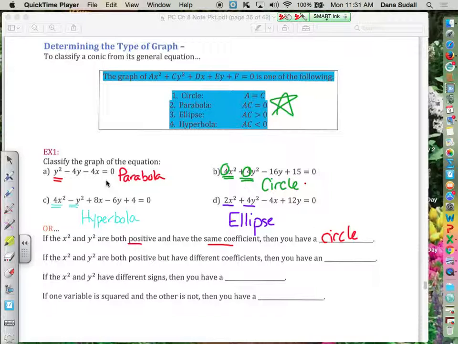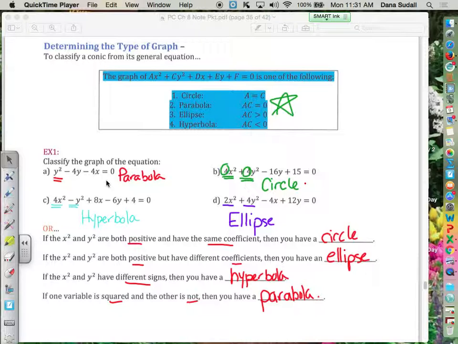X squared and y squared are both positive, but they have different coefficients, so it's going to be stretched either left and right or up and down. That's an ellipse. X squared and y squared have different signs, so one's positive, one's negative. That would be a hyperbola. Or one variable squared, the other one's not, so just x squared or just y squared would give you a parabola. So basically the same thing that I just said there.